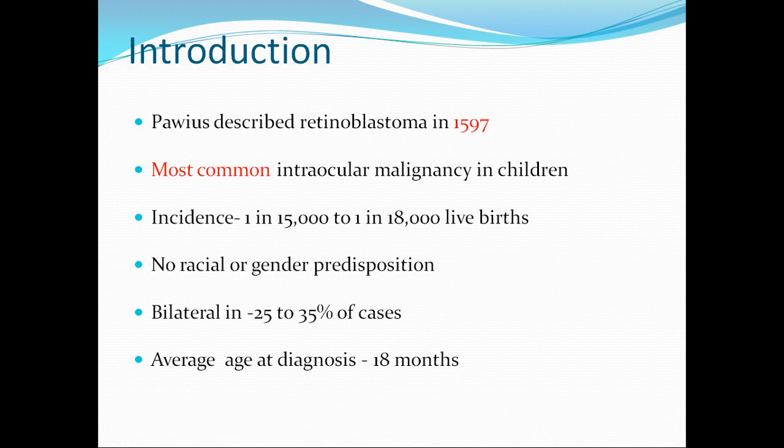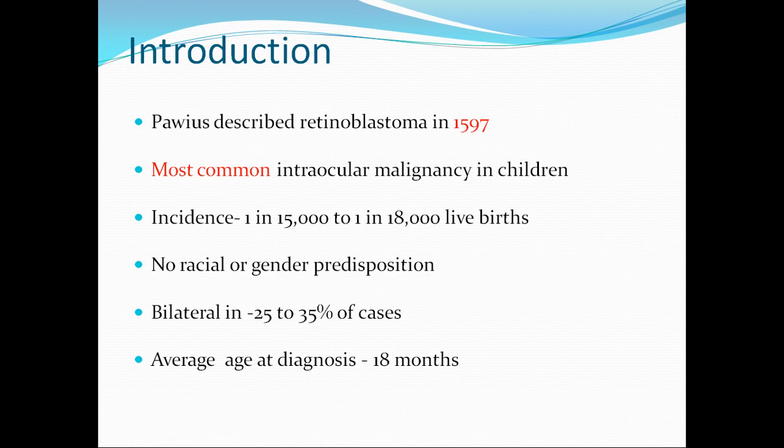Retinoblastoma is the most common intraocular malignancy in children, with a reported incidence ranging from 1 in 15,000 to 1 in 18,000 live births. It is second only to uveal melanoma in the frequency of occurrence of malignant intraocular tumors. There is no racial or gender predisposition in the incidence of retinoblastoma.